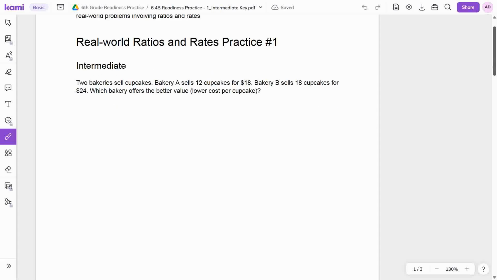So we've got two different bakeries selling cupcakes, and we're wondering which one has the better value. All right, so Bakery A and Bakery B. What we have is 12 cupcakes for $18. Really what I want to do is find out the dollars per cupcake. So that is going to be that ratio that I'm looking for. How much money is it going to cost me for one cupcake to give me that unit rate? So let's set up our ratios like that.